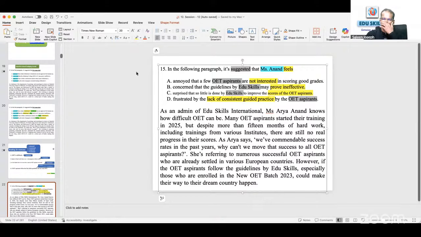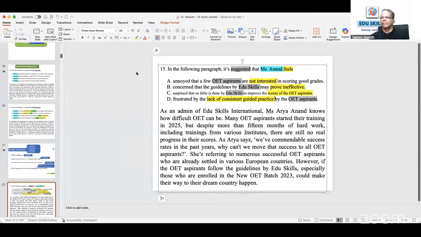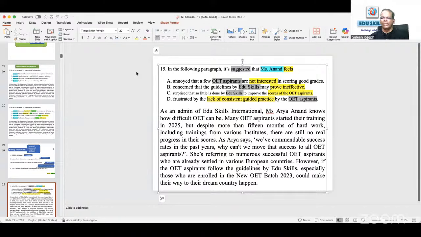Okay, now why is Arya Anand, the admin, frustrated? They are asking for a reason. Is it because the OET aspirants are not at all interested? Is it because EduSkills is ineffective? Or is it that EduSkills has done nothing to improve the scores? Or is it because the OET aspirants lack consistent guided practice? So these are the options.